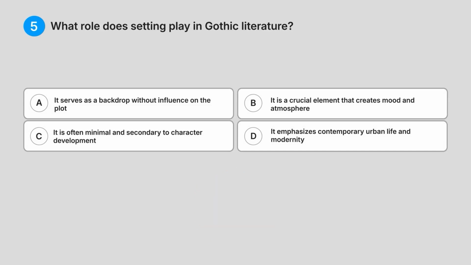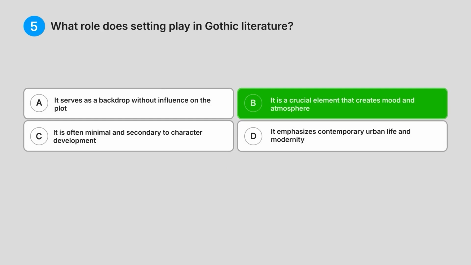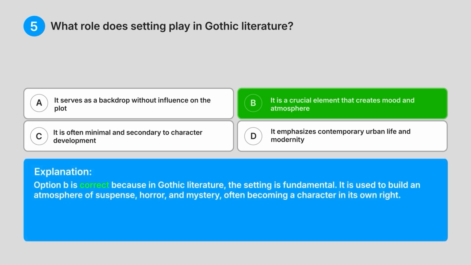Correct answer, B. It is a crucial element that creates mood and atmosphere. Explanation: Option B is correct, because in Gothic literature, the setting is fundamental. It is used to build an atmosphere of suspense, horror, and mystery, often becoming a character in its own right.